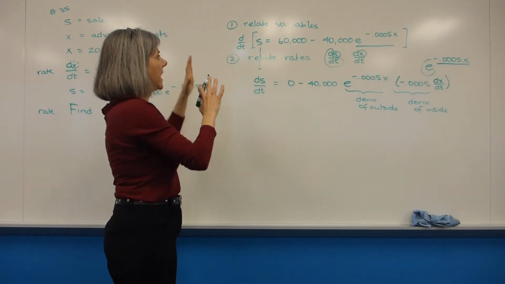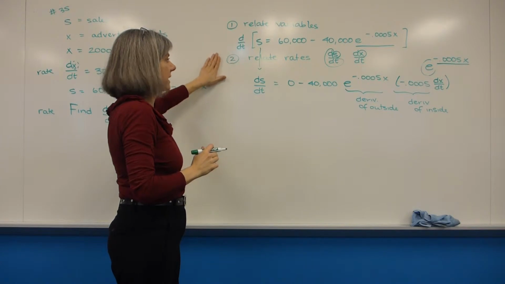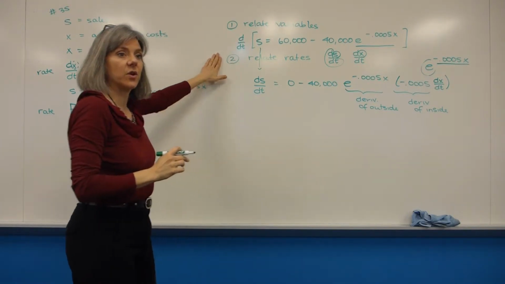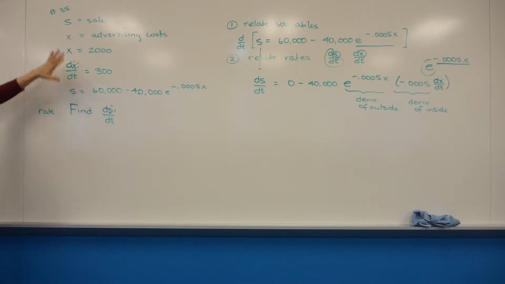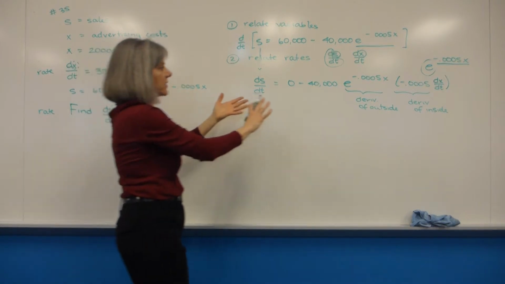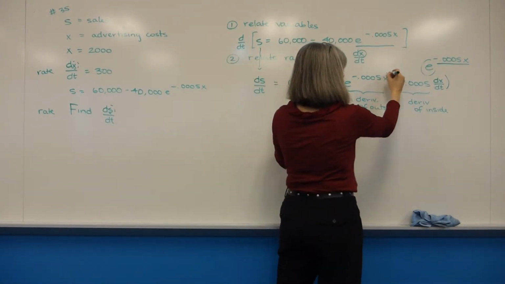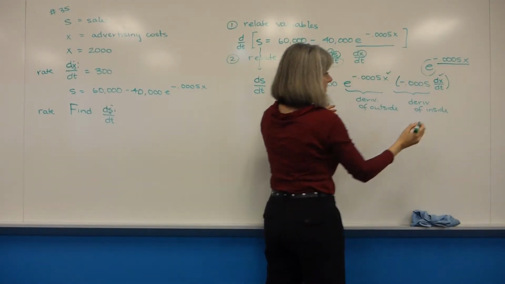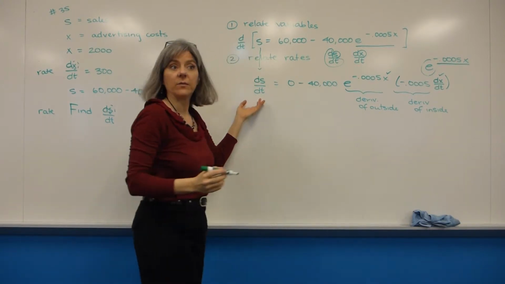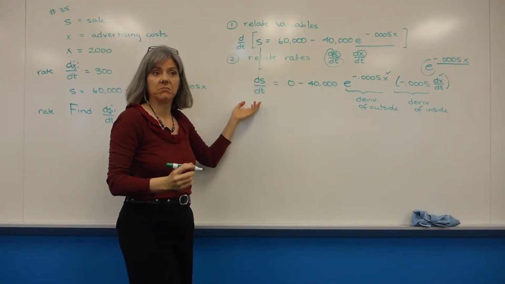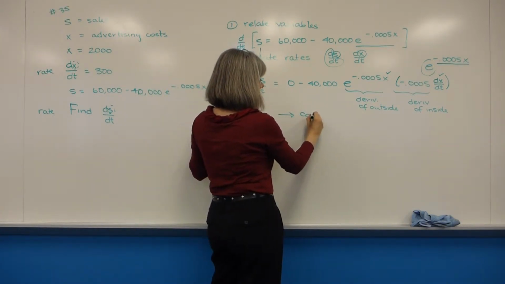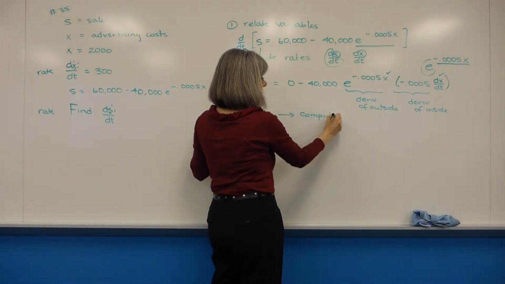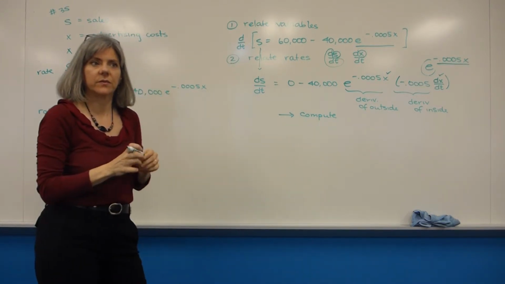So now I have related the variables, and I have related the rates. So now the question is, go back and see what I'm trying to find, ds/dt. And what else do I know? I know x, and I know dx/dt. So let's look in here and see, do I have all the pieces I need? I have this one, and I have that one. I'm trying to find that one. So now it's just a matter of plugging in. So this becomes a plug and chug at this point. I don't remember what the answer is.